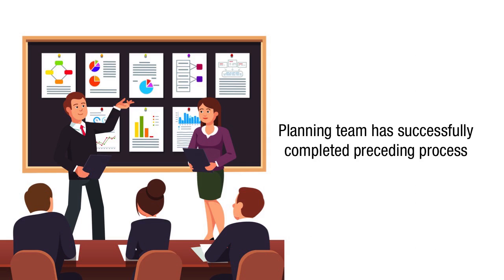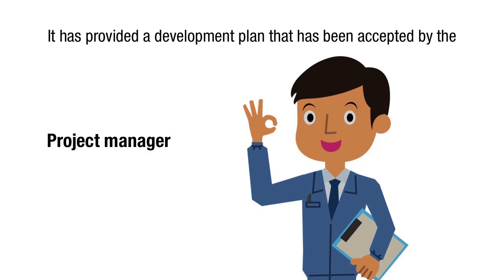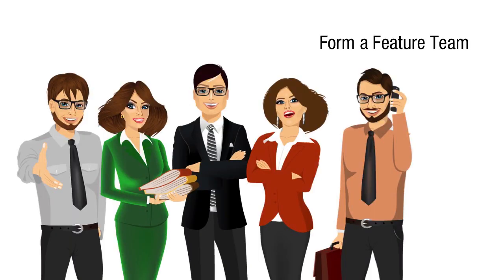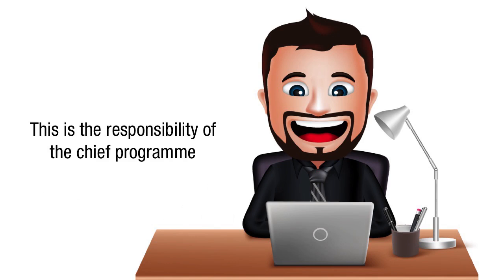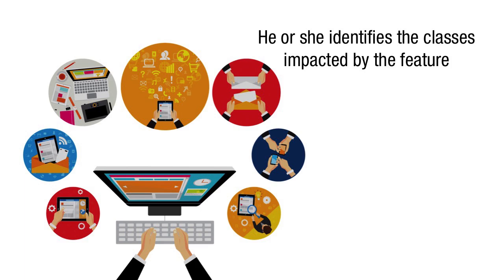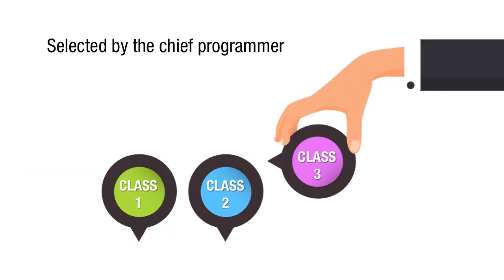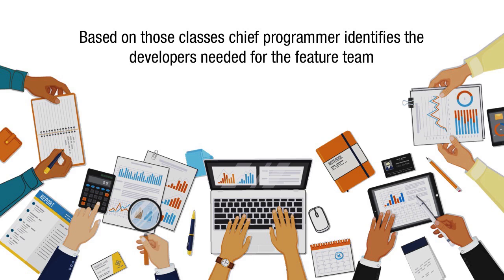Entry criteria. The planning team has successfully completed the preceding process, that is, it has provided a development plan that has been accepted by the project manager and the development manager. Tasks. Form a feature team. This step is required. This is the responsibility of the chief programmer. He or she identifies the classes impacted by the features selected by the chief programmer. Based on those classes, the chief programmer identifies the developers needed for the features team.